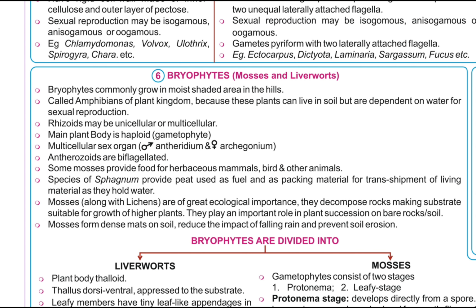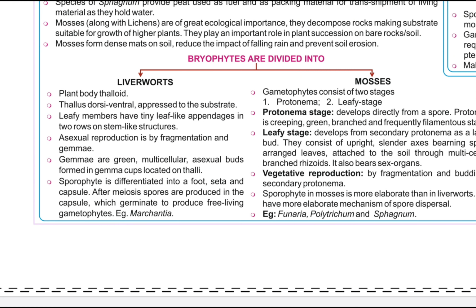They play an important role in colonization on bare rocks or soil. Mosses form dense mats on soil, reduce the impact of falling rain and prevent soil erosion. Bryophytes are divided into liverworts and mosses. Liverworts: plant body thalloid, thallus dorsiventral, appressed to the substrate. Leafy members have tiny leaf-like appendages in two rows on stem-like structures.